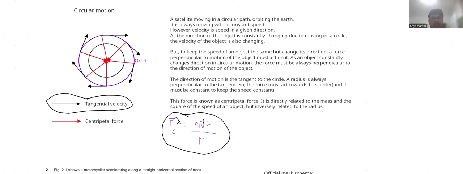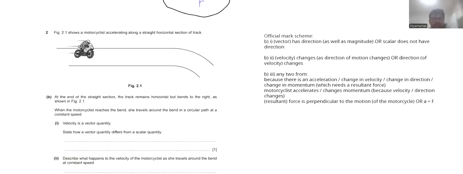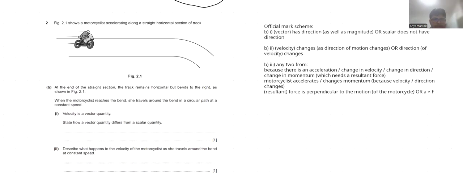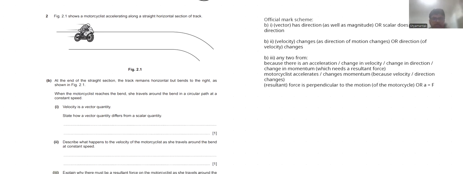Now let's look at a real question in IGCSE. This is the official mark scheme, but I would rather try to do the question and then see the mark scheme. So this is basically a motorcyclist who is moving along a track. The track remains horizontal but bends to the right, as shown here. When the motorcyclist reaches the bend, she travels around the bend in a circular path. This is very important, that hints at circular motion at a constant speed. Further hints. So let us just draw it if it's required.